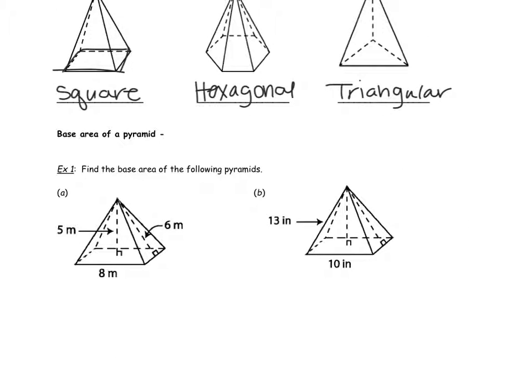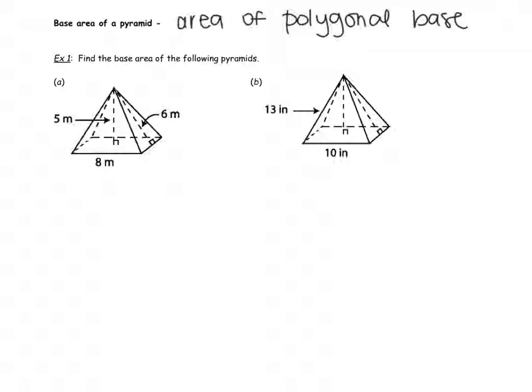So when we find the base area of the pyramid, similar to prisms, we just find the area of the polygonal base. So whatever the base shape is, we find its area using its specific formula. So we're going to take a look at a few examples. So in our first example, we have a square pyramid.